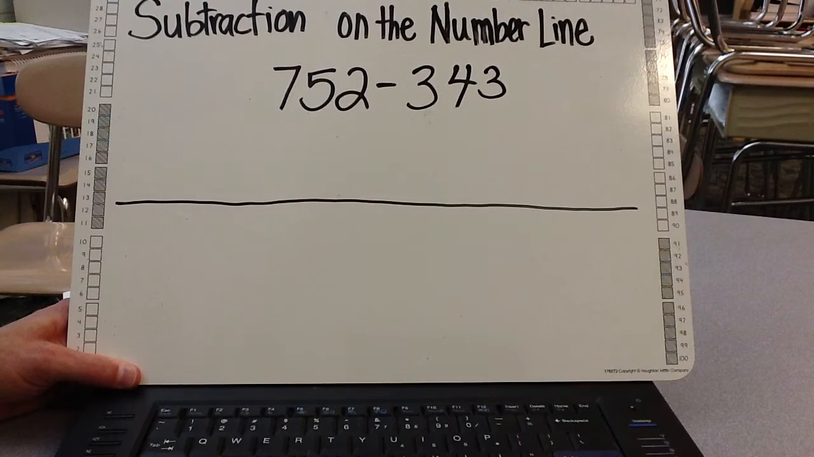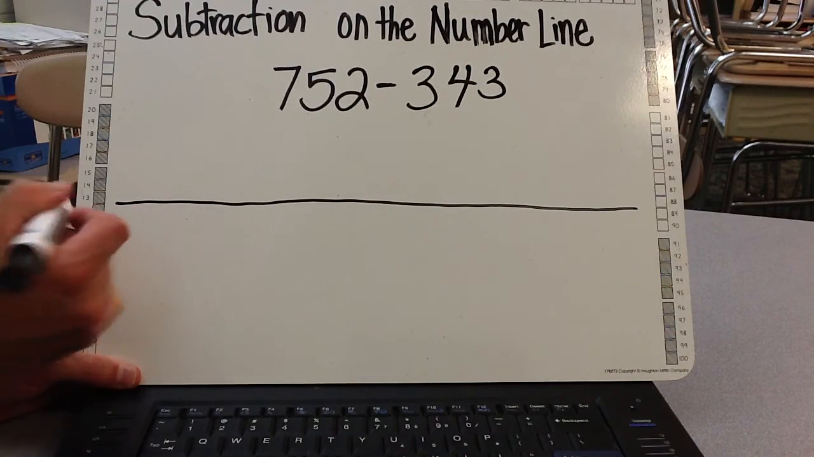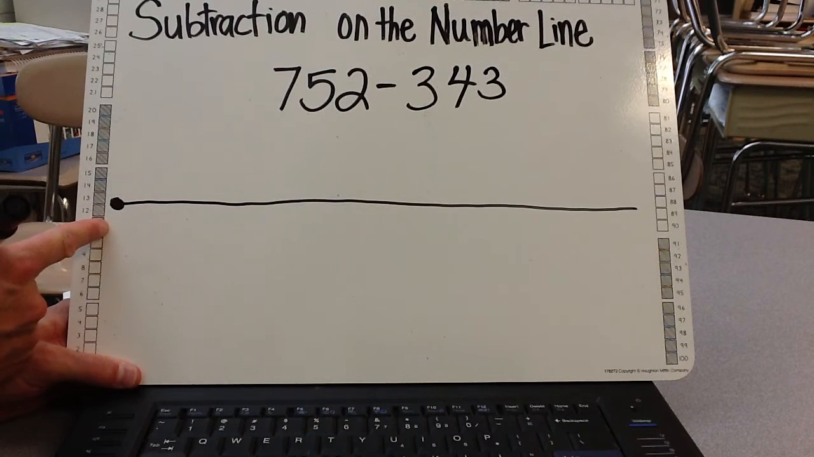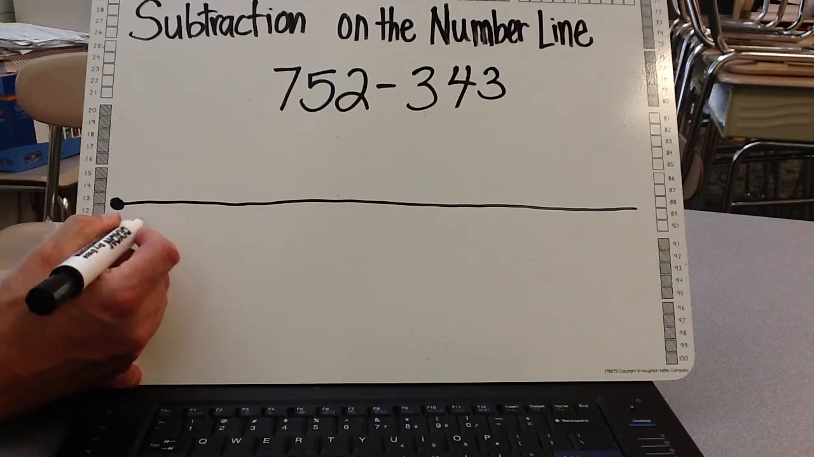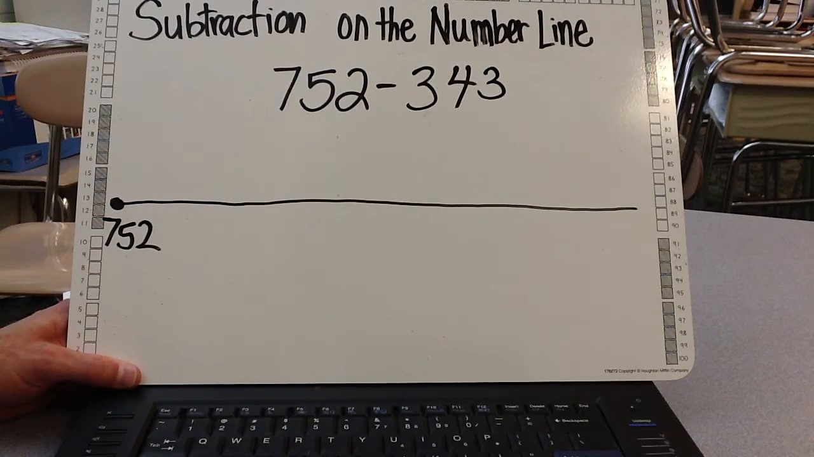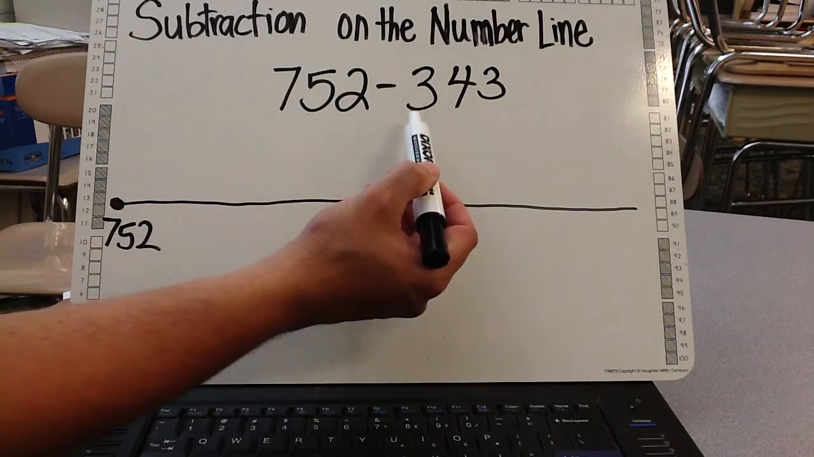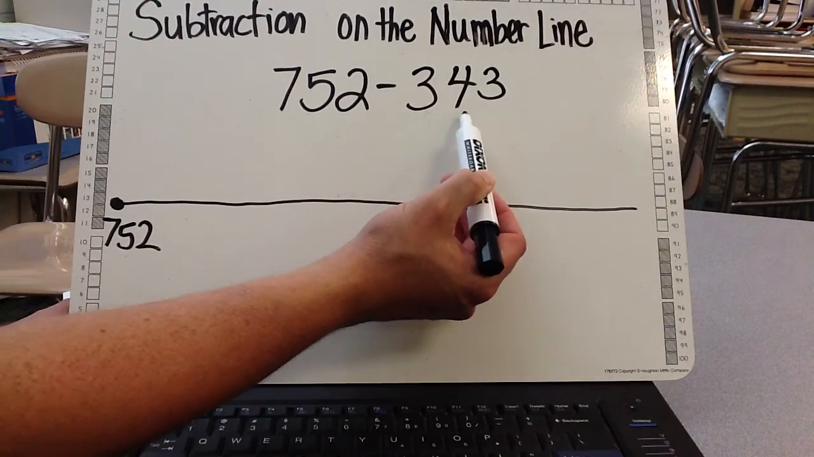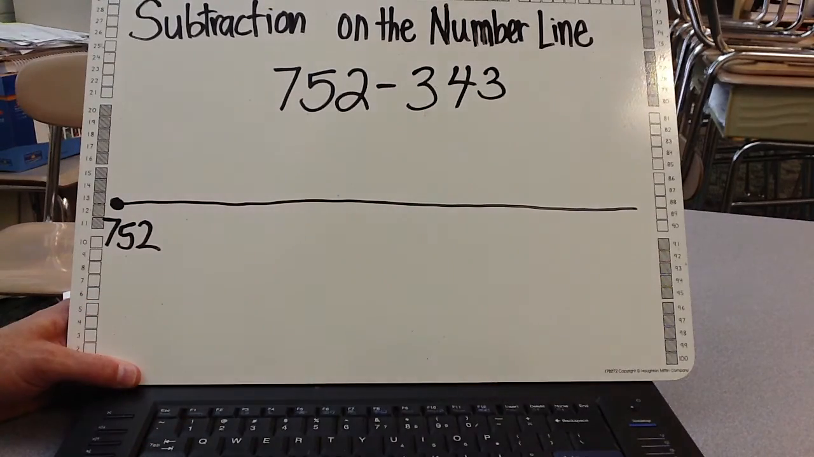My starting point in this equation is 752. So that will go in the beginning of my number line. I'm going to write right here, at this point, 752. Now, as I subtract through this problem, I'm going to be decomposing this number 343 into hundreds, tens, and ones. So 300, 40, and 3. And I'll subtract like that because then it shows the students kind of the value of the number I'm subtracting and shows how the number gets smaller each time.